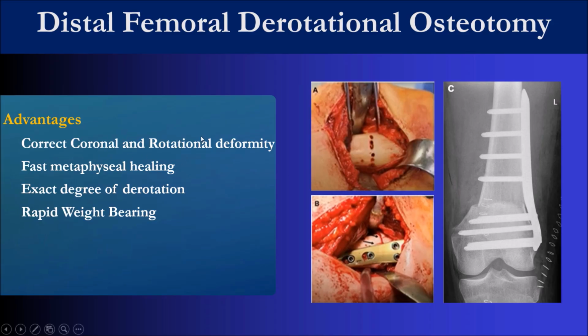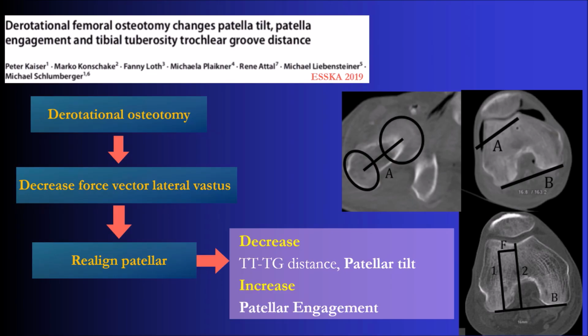You can correct coronal and rotational deformity, and this heals faster because this is a cancellous bone osteotomy, okay, and allows rapid weight bearing. Yeah, we prefer to do distal osteotomy. And when you do the distal femoral osteotomy, you can also correct the TT-TG distance, patellar tilt, and patellar engagement.